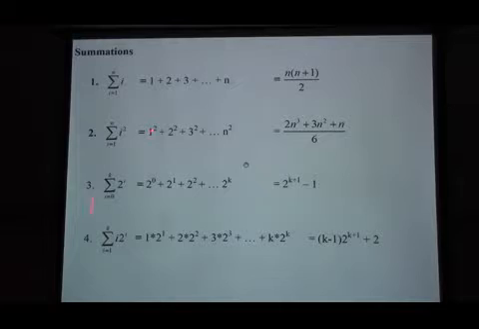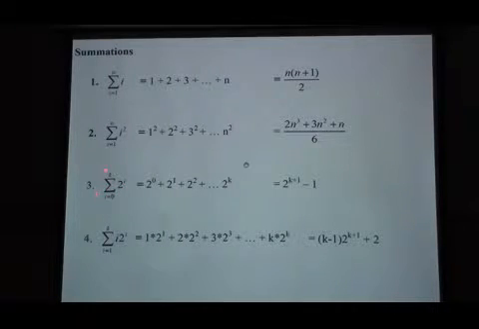This one is the summation of i squared. So what we're doing is we're adding 1 squared, 2 squared, 3 squared, all the way to m squared. And the solution is here. We're going to go over that solution and how to solve that summation. The next one is an exponential summation. Summation i goes from 0 to k of 2 to the i, and we add 2 to the 0, 2 to the 1, 2 to the 2.